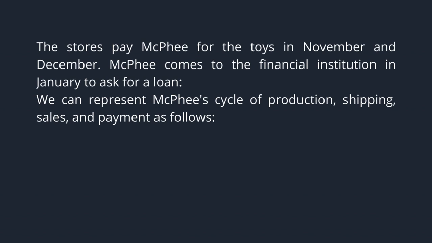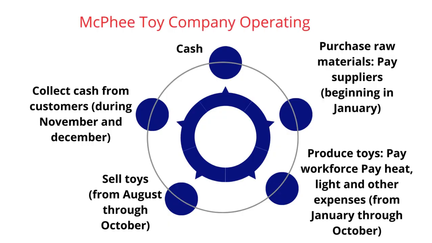We can represent McPhee's cycle of production, shipping, sales, and payment as follows. McPhee Toy Company operating cycle. Cash. Collect cash from customers, during November and December. Purchase raw materials, pay suppliers, beginning in January. Produce toys. Pay workforce, pay heat, light and other expenses, from January through October. Sell toys, from August through October.